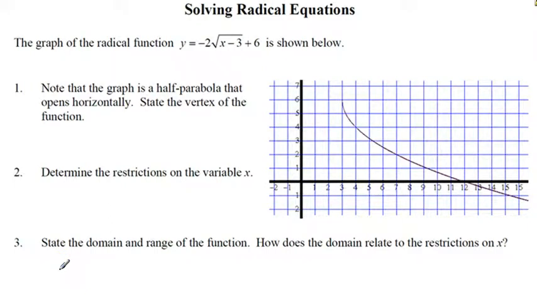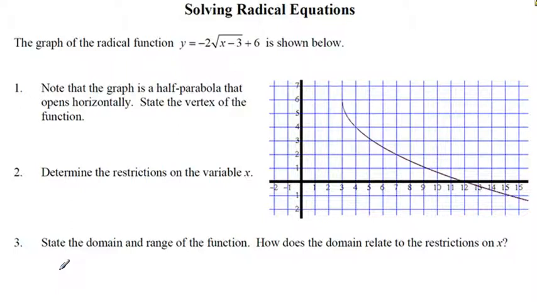So we're going to start off by looking at the graph of a radical function. The function we have is y equals negative 2 square root of x minus 3, plus 6. Now keep in mind order of operations. We would subtract 3 from the x, do the square root of that, multiply by negative 2, and then add 6. This is its graph.